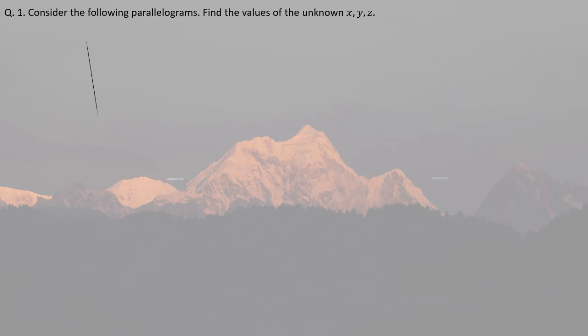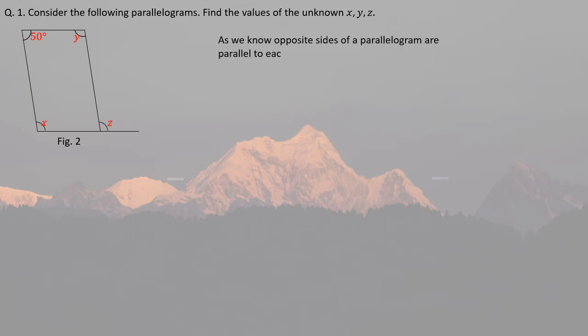Let us consider the second figure here. We know the opposite sides of a parallelogram are parallel to each other. So x plus 50 degrees should equal 180 degrees because they are co-interior or adjacent angles. We take 50 degrees to the right hand side. So x equals 180 degrees minus 50 degrees. So x equals 130 degrees.